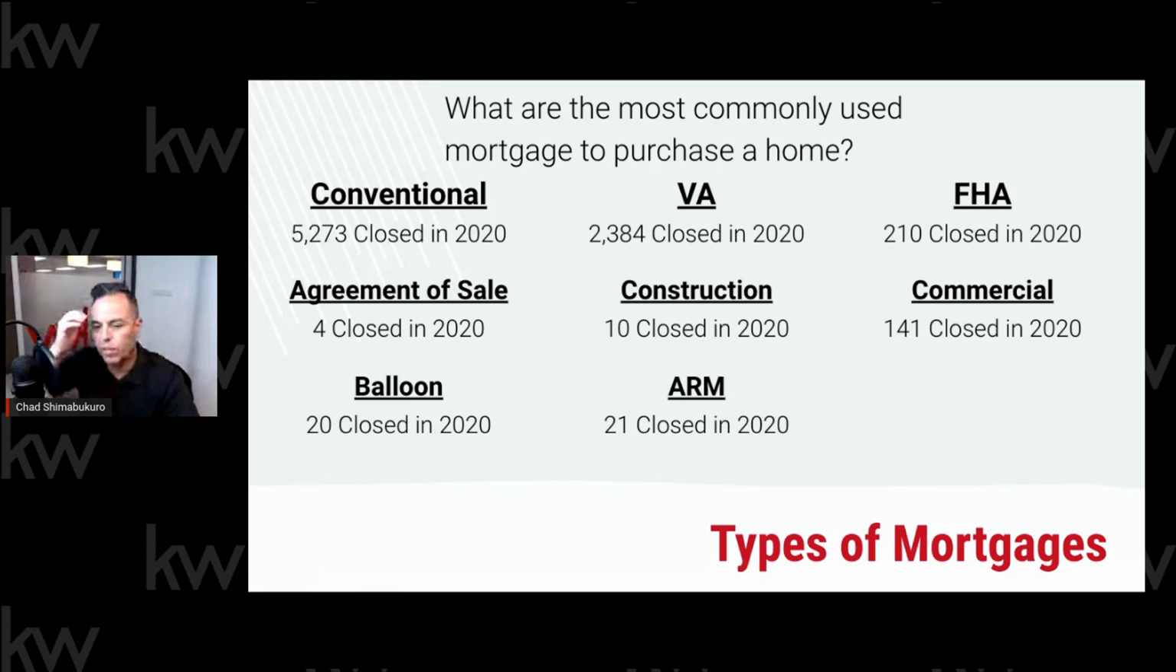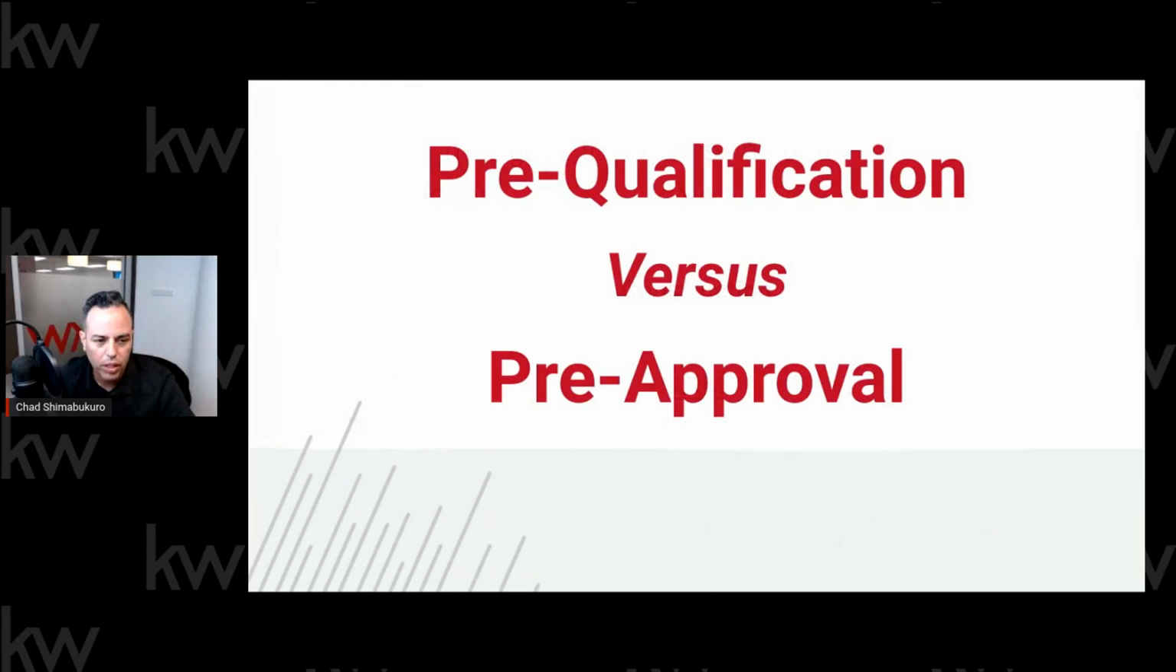An ARM will become adjustable after its fixed period, whereas with the balloon loan, the entire amount becomes due, which is indicative of a hard money loan for the most part. So those are the types of loans that were closed in 2020. I thought that was very interesting. Obviously, this excludes cash buyers, of which there's a whole bunch as well.